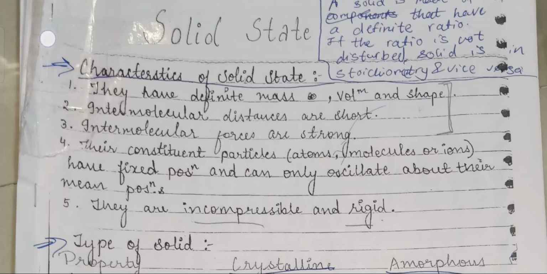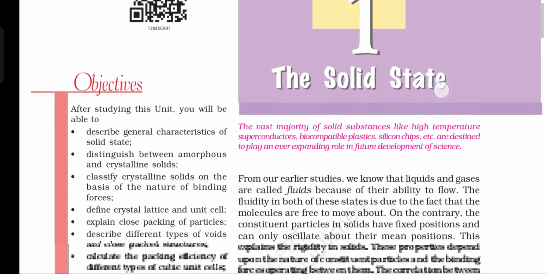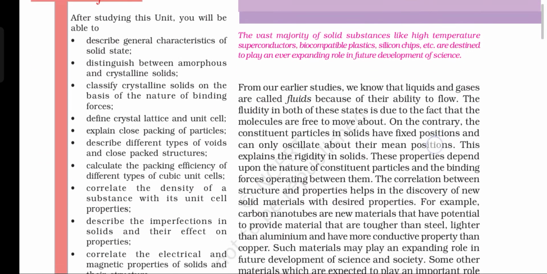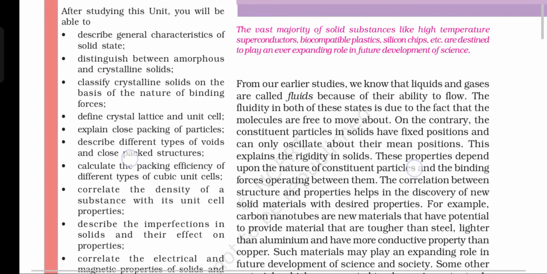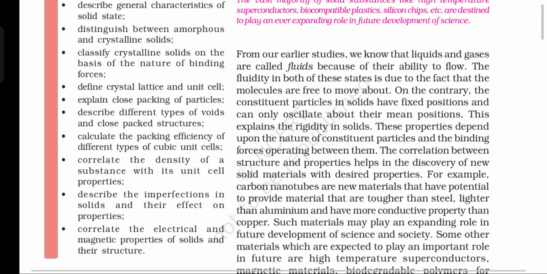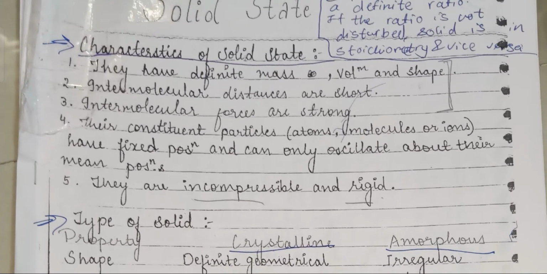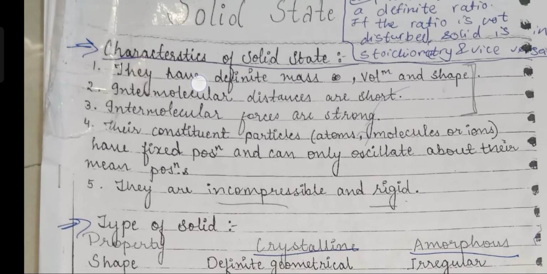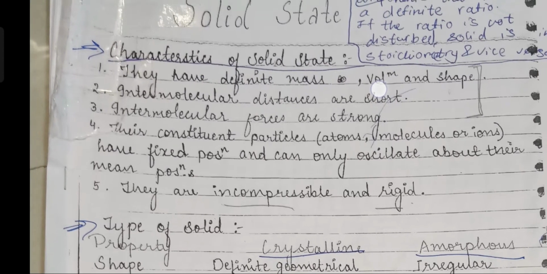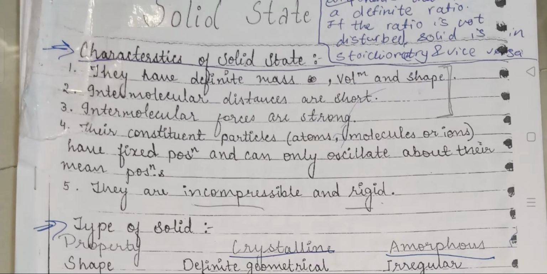Basically, as we know, we learn about the three states: solid, liquid and gas. We've learnt about these three states in our previous classes. We know that liquids and gases are called fluids because they can flow, and solids have fixed positions, so that's the reason they are called solids. We will be looking at the characteristics. Number one is that they have definite mass, volume and shape.